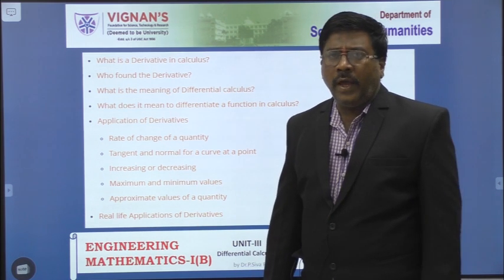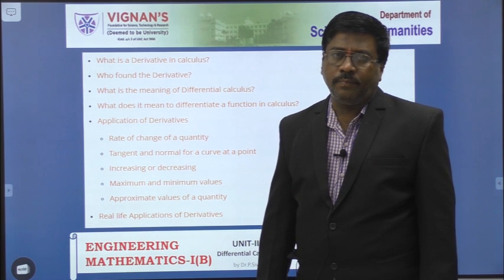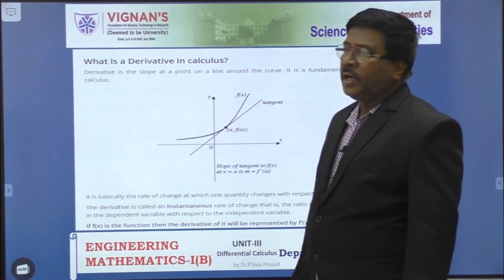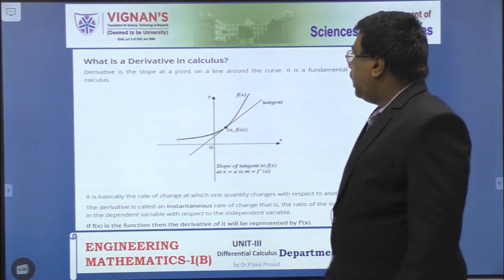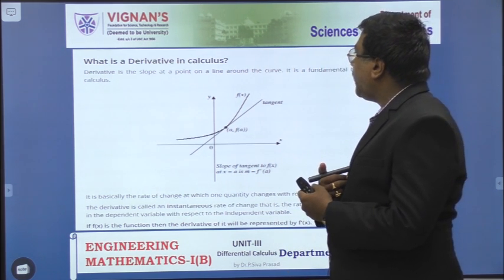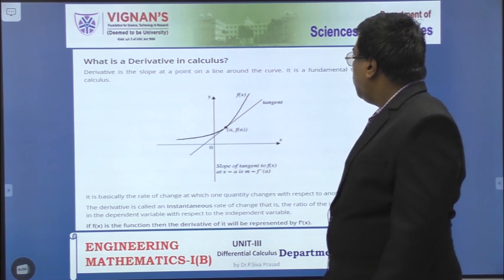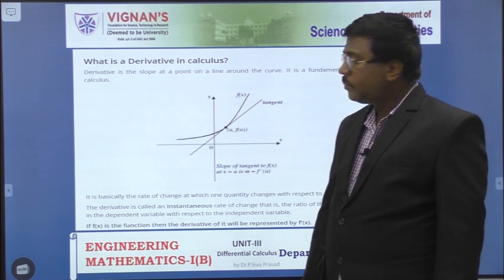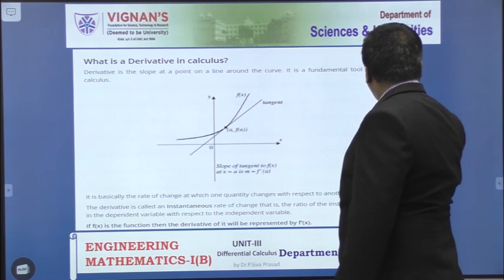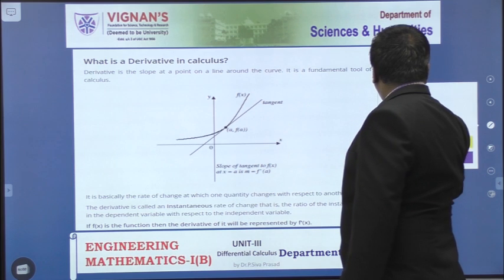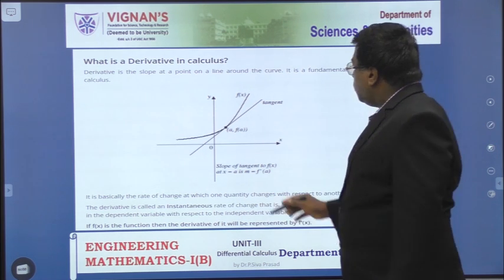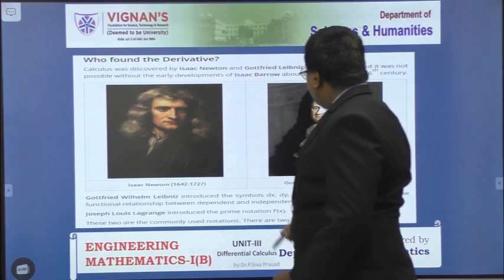So where are derivatives used? Please see this. First of all, in differential calculus, the derivative is the slope at a point on a line or a curve. It is the fundamental tool of calculus. Please all of you observe this. This is the coordinate plane.